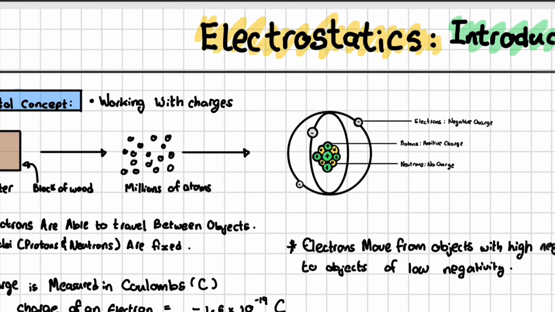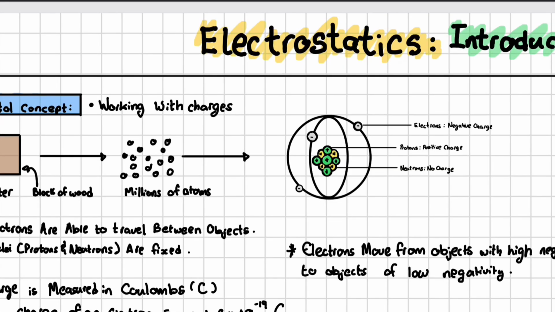Atoms are made up of subatomic particles such as protons, neutrons, and electrons. These subatomic particles have a charge associated to them. For protons, they have a positive charge. For electrons, they have a negative charge. And for neutrons, they have no charge.